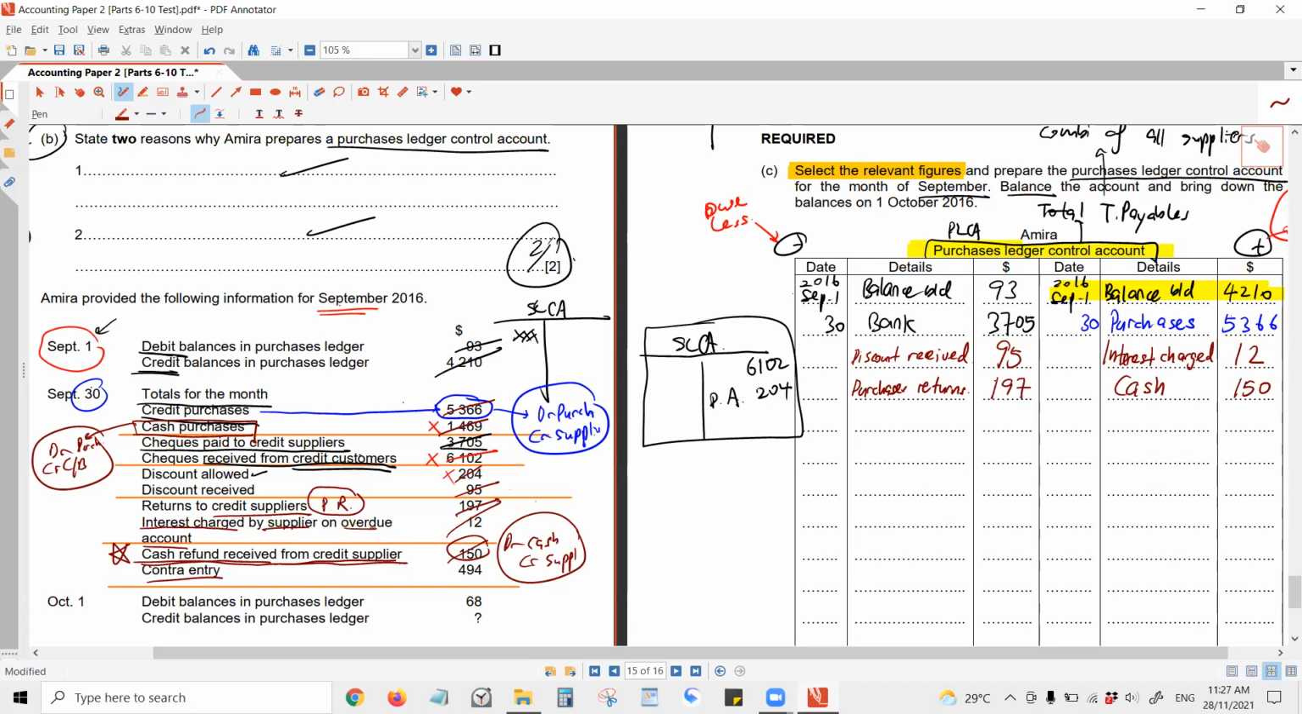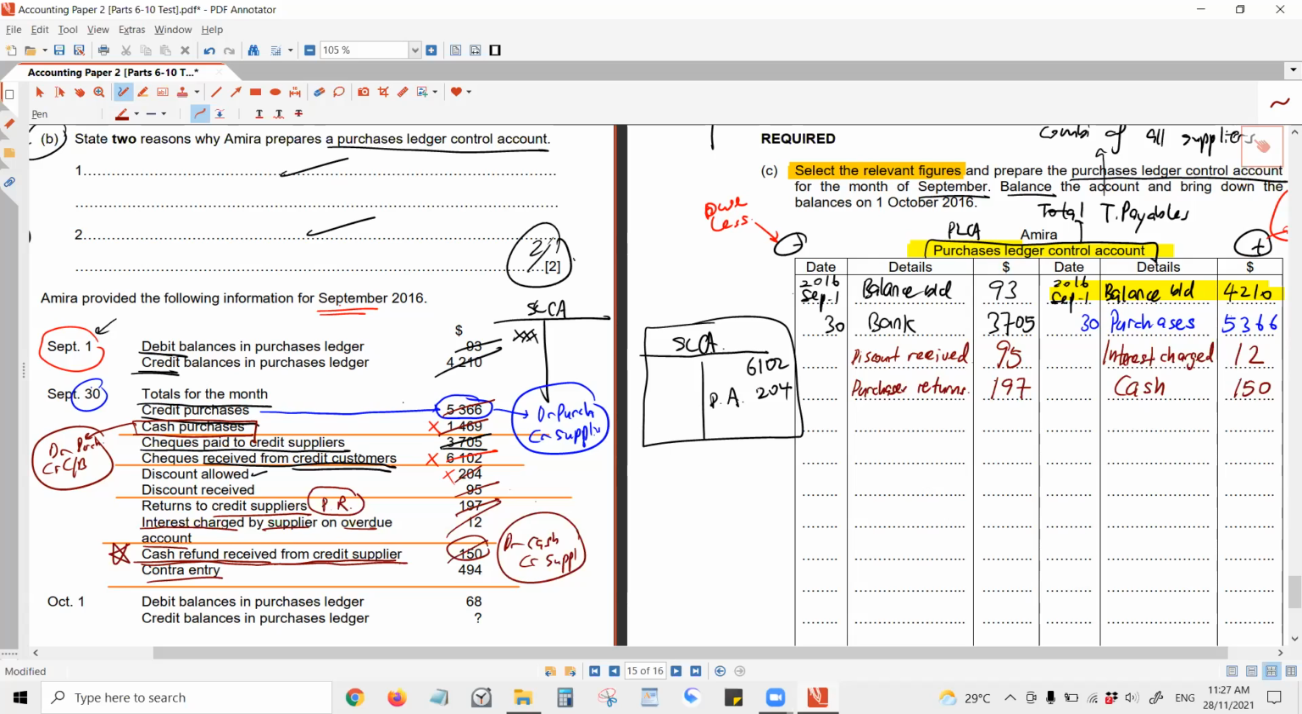Contra entry is about the cancellation of the overlapping amount. Let me explain carefully. I owe you $3,000. You owe me $2,500. So I owe you more than you owe me, by 500. Therefore, eventually, only I have to pay you 500, right? So what is the meaningless amount? The meaningless amount is 2,500. Therefore, contra entry is about canceling the meaningless amount.